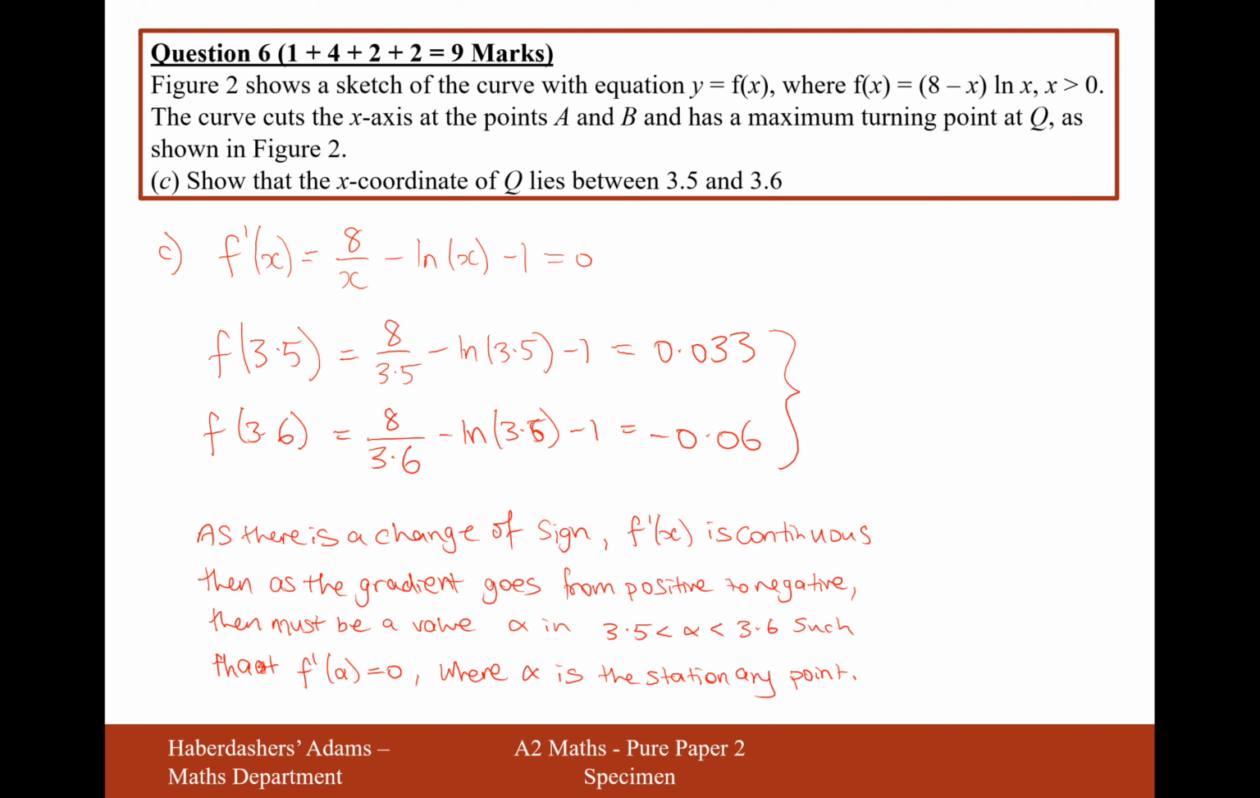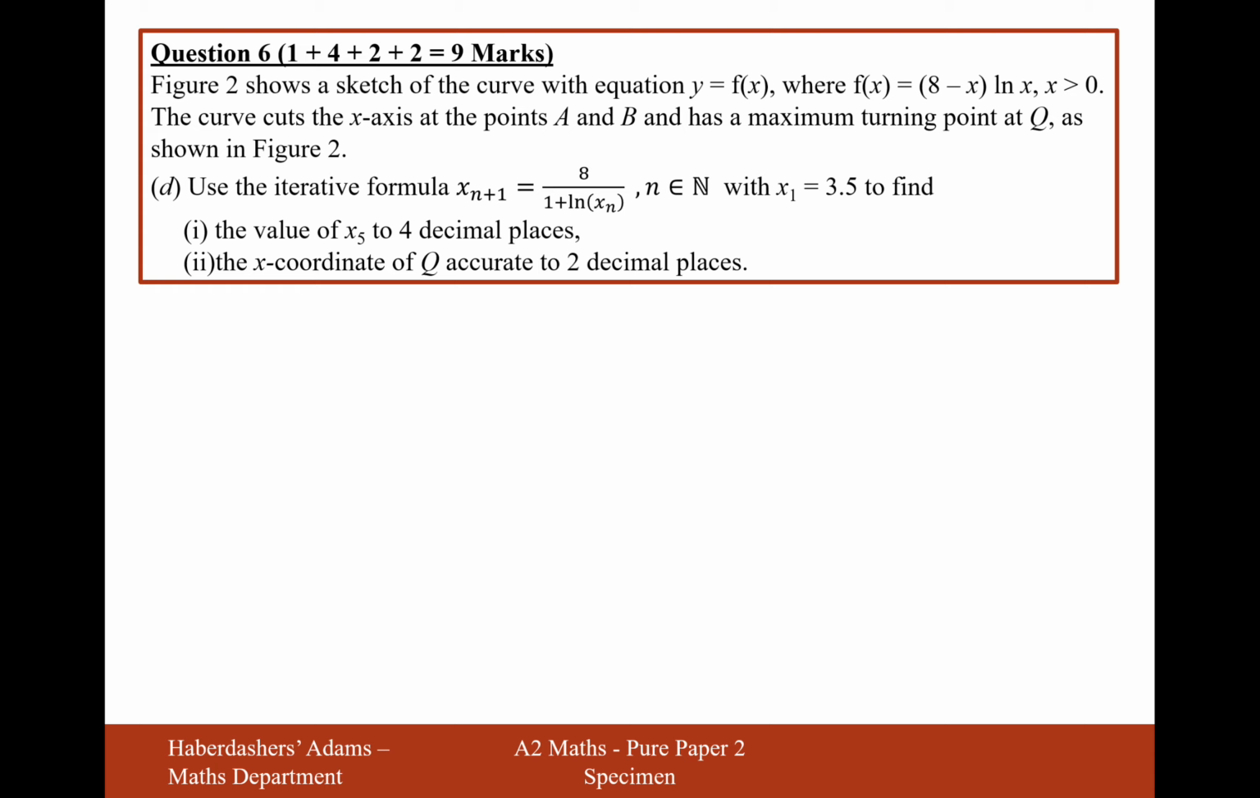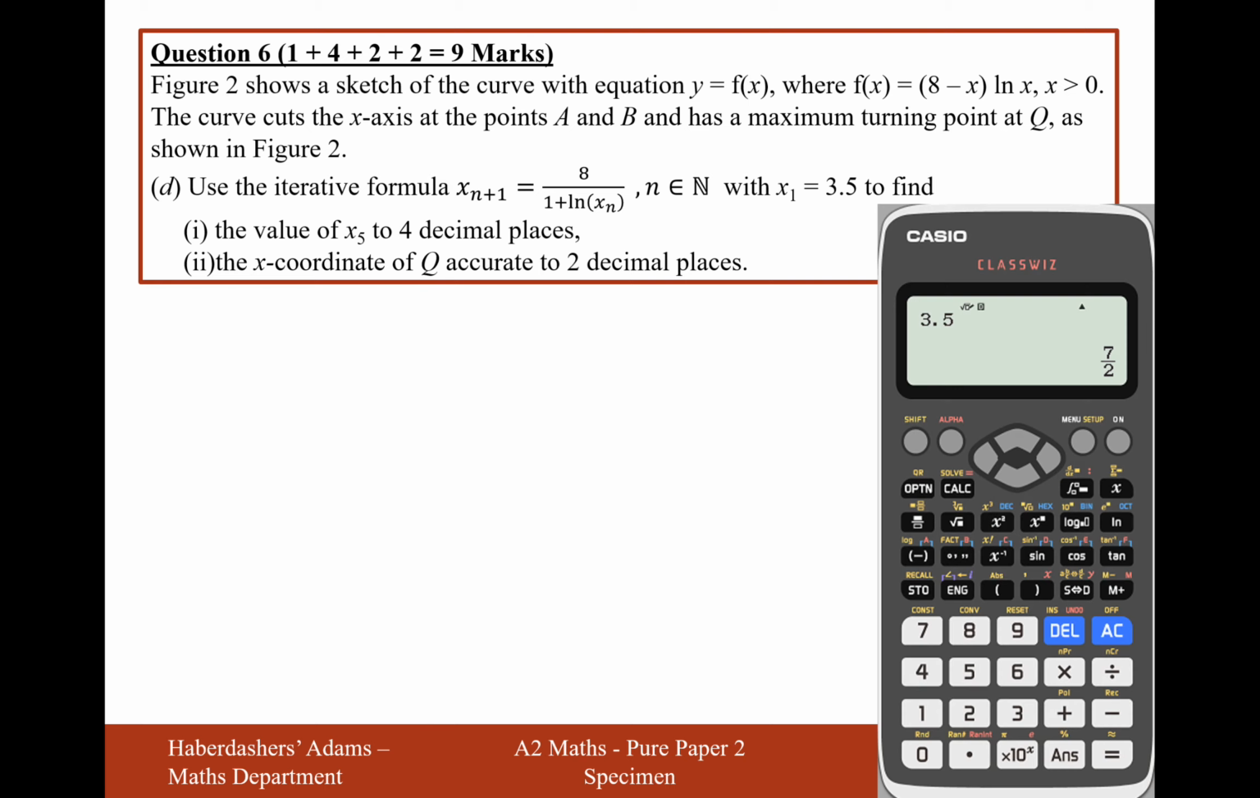More the better. Moving on to part D, use the iterative formula x n plus 1 equals 8 over 1 plus ln x n, where n is a natural number, with x1 equals 3.5 to find the value of x5 to 4 decimal places. So what you do with this one is just set up your calculator and let the calculator do all the hard work for you. So 3.5, put that in first, that's your starting value, and then put in the iterative formula, but instead of writing 3.5, you're going to write the answer button, which is currently 3.5, which is what we want it to be.